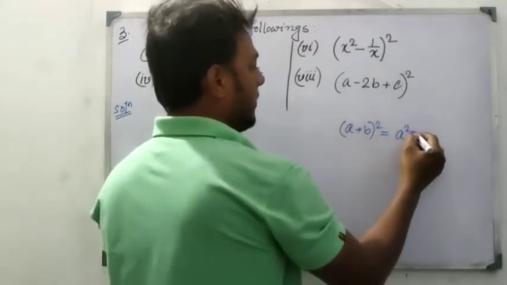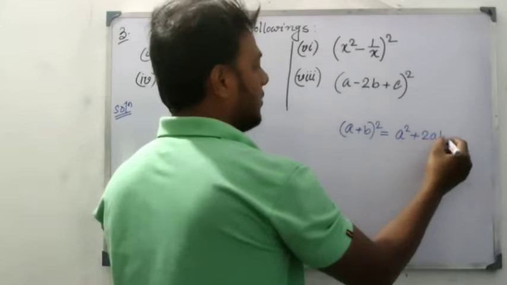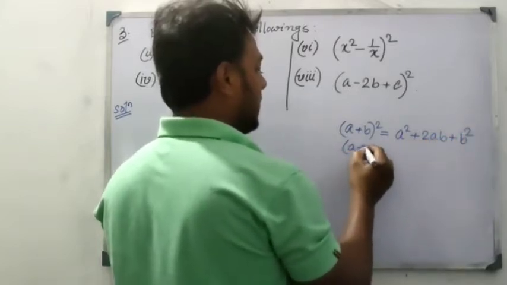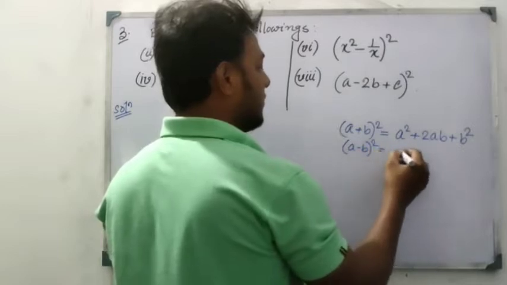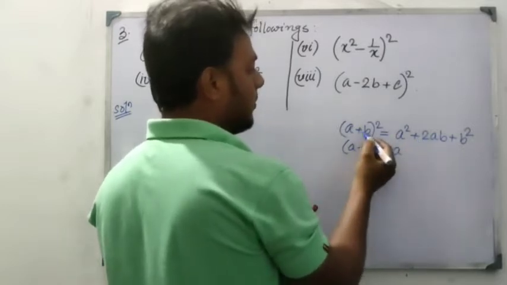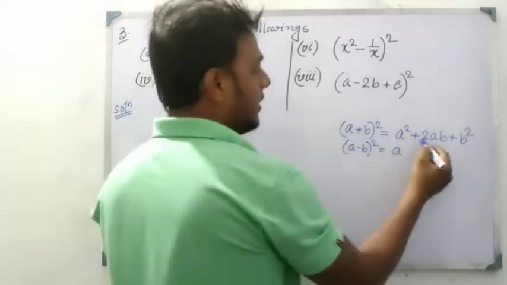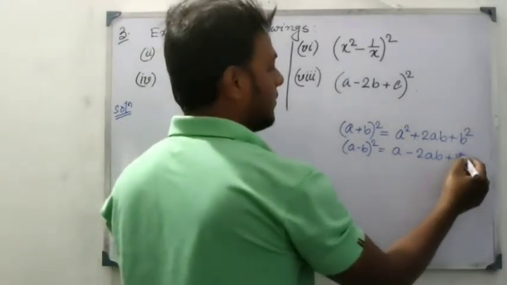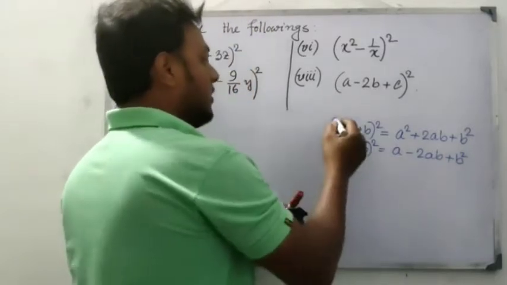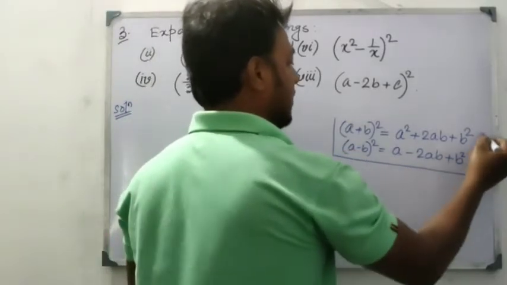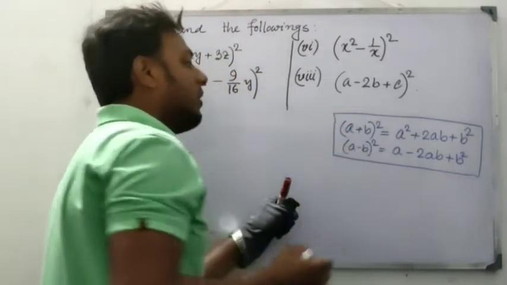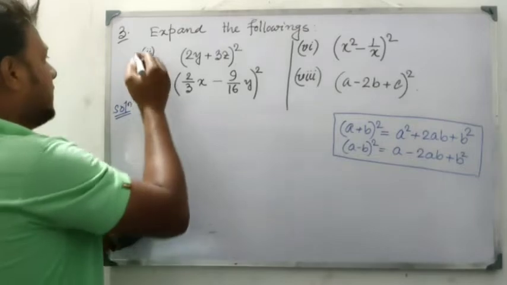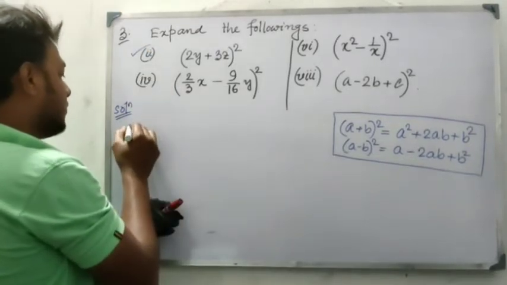Means a square plus 2ab plus b square. And what was for (a minus b) whole square? (a minus b) whole square equals a square minus 2ab plus b square. The only difference is that in the case of plus, there will be plus, and in the case of minus, there will be minus. I told you to memorize all these identities. So now to solve this problem, 3 is 2.